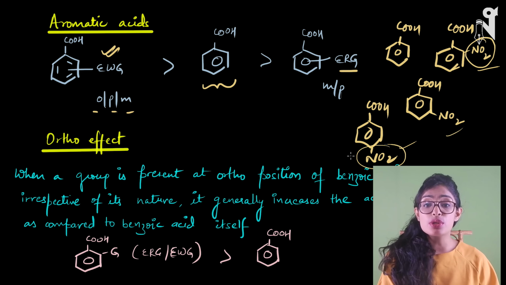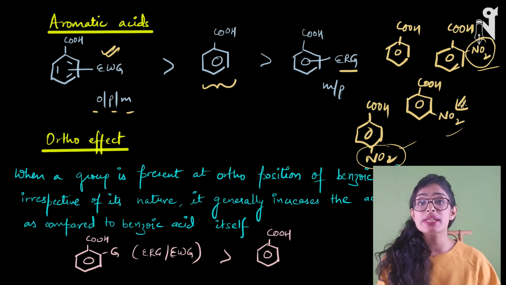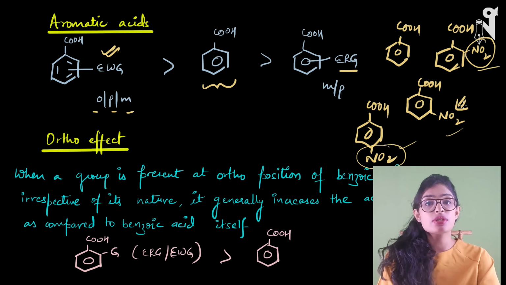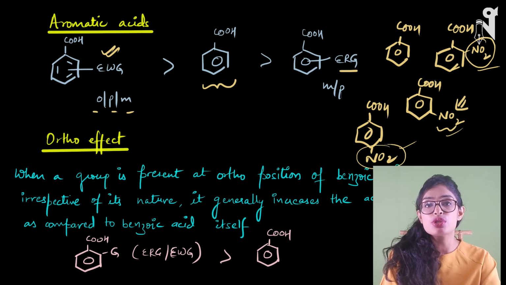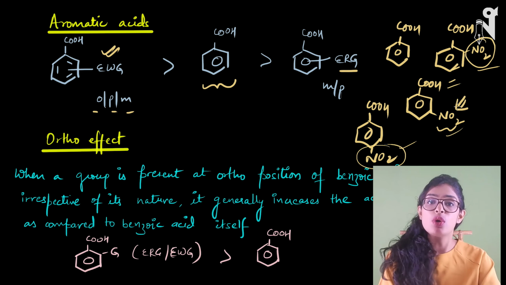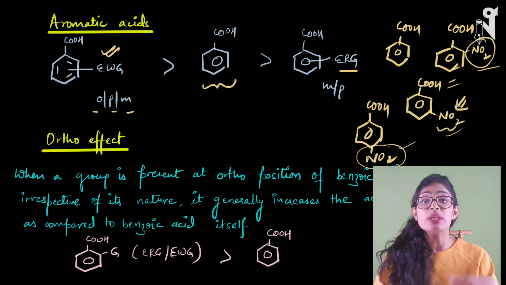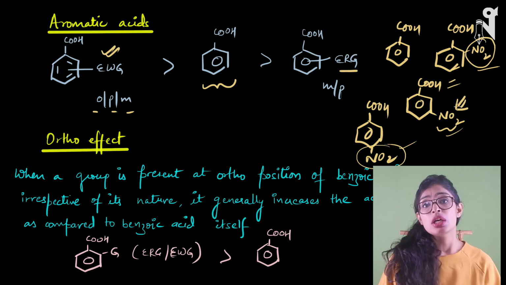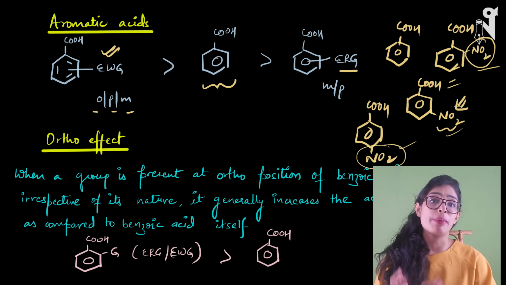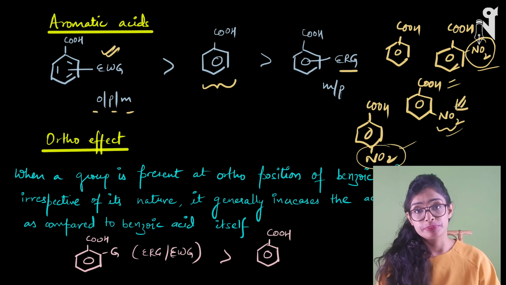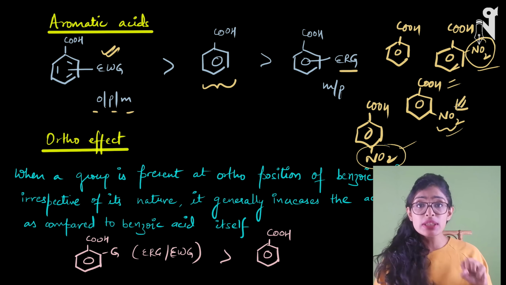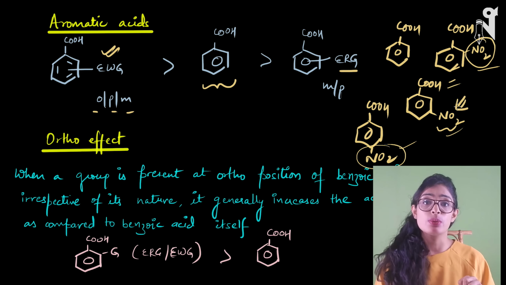When NO2 is on the meta position, then it is electron withdrawing due to its inductive effect, because on the meta position resonance has no impact. Right? So with respect to NO2, your COOH is on the meta position, so we will not consider the NO2's mesomeric effect, but we'll be talking about inductive effect, and the inductive effect also is electron withdrawing over here. So in either case, no matter whether you talk about the ortho, meta or para substituted benzoic acid, which is substituted by an electron withdrawing group, the electron withdrawing group will be pulling the electron density from the benzoic acid.